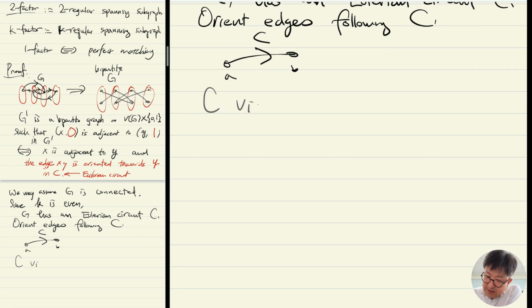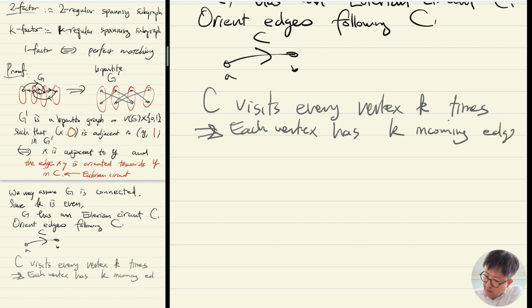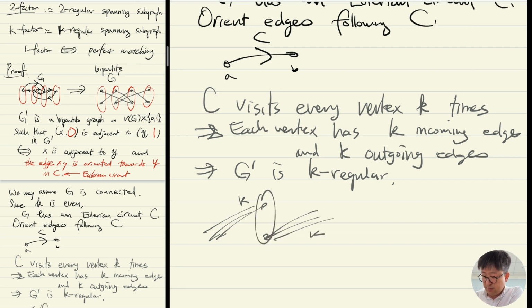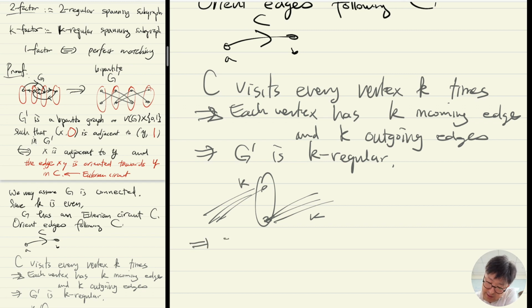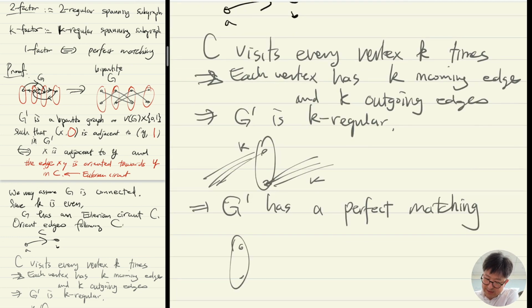But remember that C visits every vertex k times. So that means each vertex has k incoming edges and k outgoing edges. That means G prime is k-regular. Right? So you have k incoming edges and k outgoing edges. Then by the previous corollary, G prime has a perfect matching because the graph is bipartite.